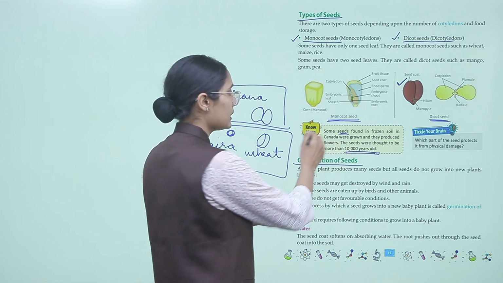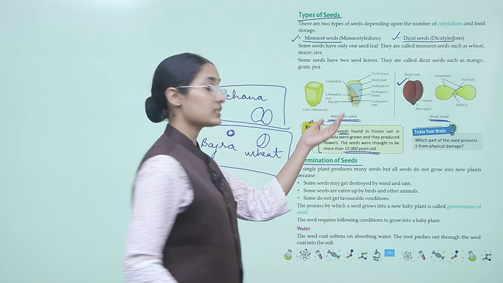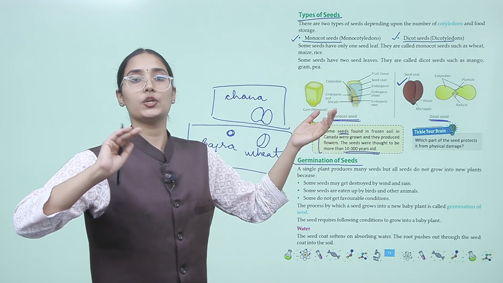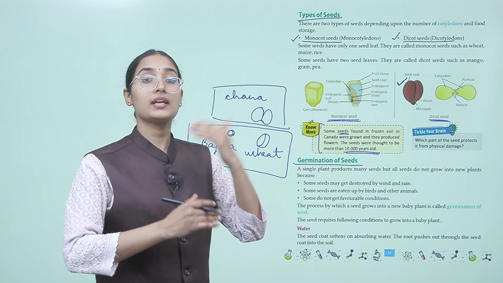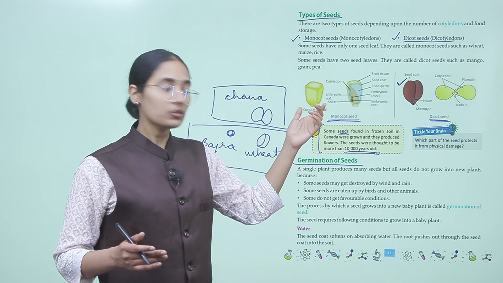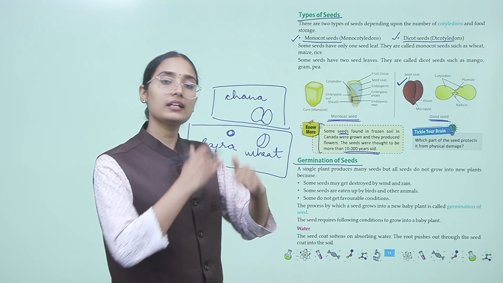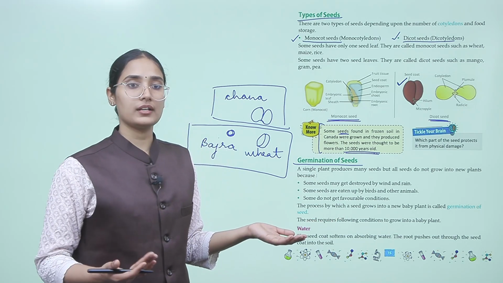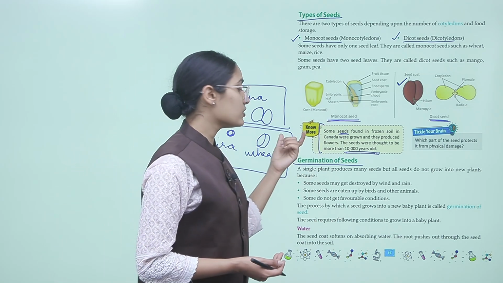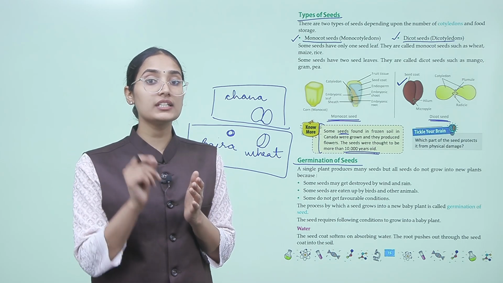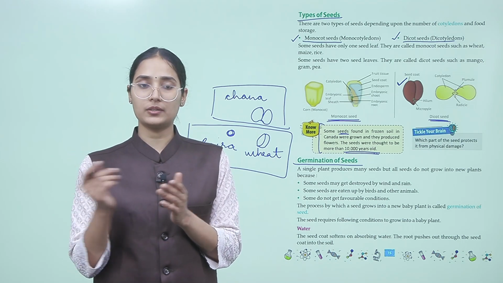Just like in this case, when the seed got the right environment, it started to grow into a plant, and then the flower came, then the fruit came, and the seed came finally. So, this is the purpose of the seed. It continues the cycle of the plant. A single plant produces many seeds, but all seeds do not grow into new plants.